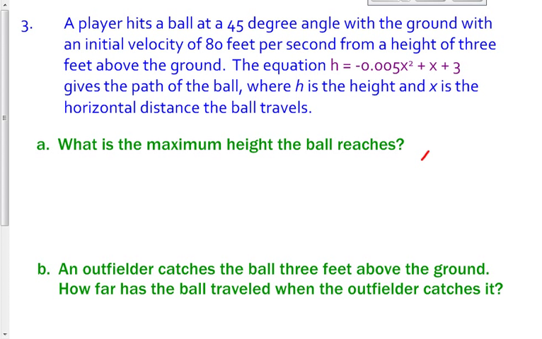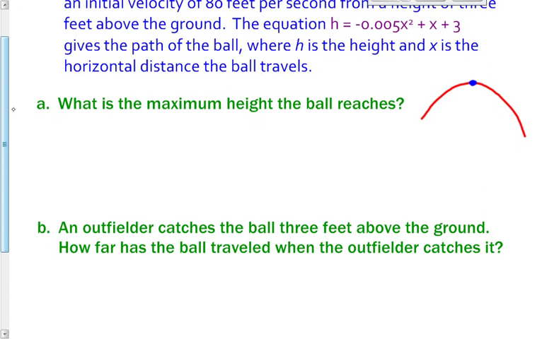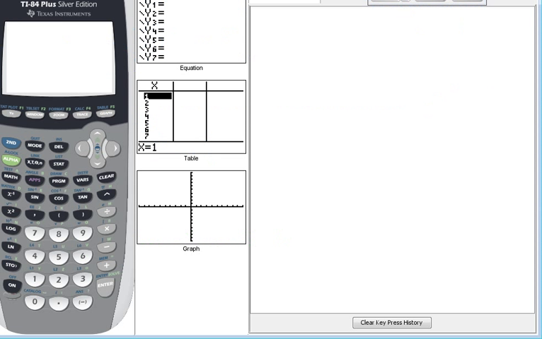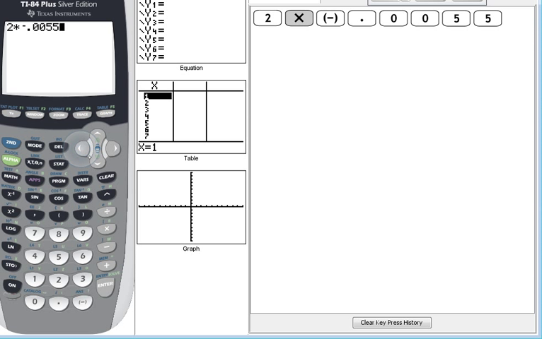So when he hit it, baseballs generally travel like this, right? So our parabola looks something like that. What is this maximum height? As you found out from problems number 1 and number 2, that's our vertex. So let's find our vertex. Our axis of symmetry is negative b over 2 times a, which is negative b over 2 times negative 0.005. We might have to do some calculating here with our calculator. 2 times negative 0.005 is negative 0.01.